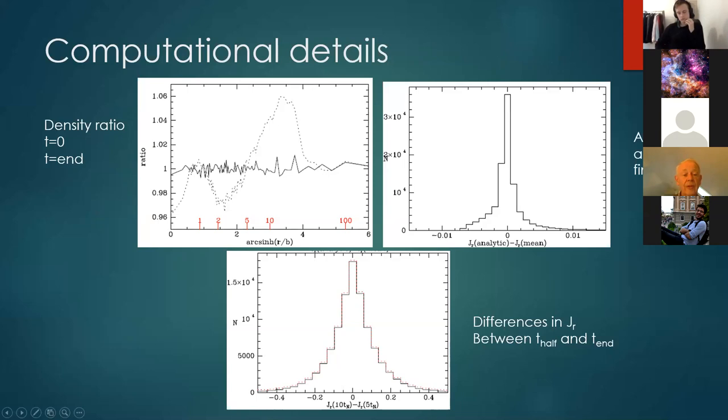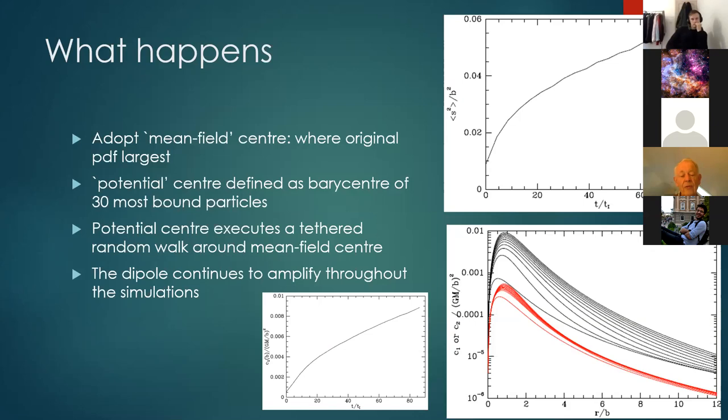The key point is that the center of the cluster, defined to be the barycenter of the 30 most bound particles, so the place where the potential is deep, wanders from what we call the mean field center, which was the center of the probability distribution we used to select the initial coordinates, and which is guaranteed to be the center of a sufficiently large realization of the cluster. So the center is doing a tethered random walk around the mean field center. It's not going to wander completely freely off nowhere. It's pulled back towards the mean field center, but it is conducting a random walk which continues to amplify, so the displacement from the center continues.